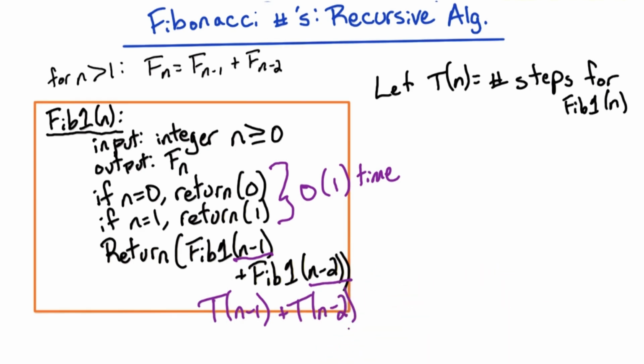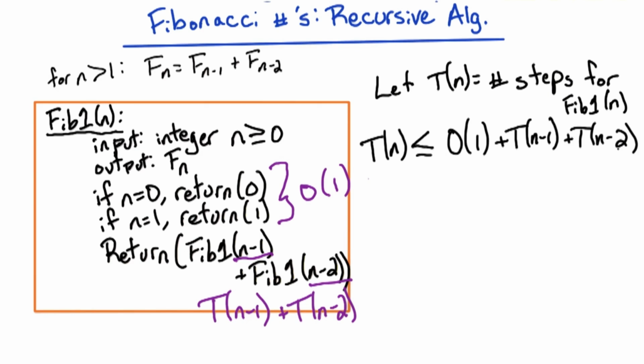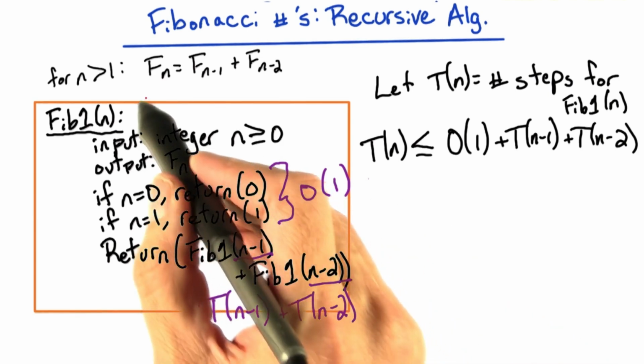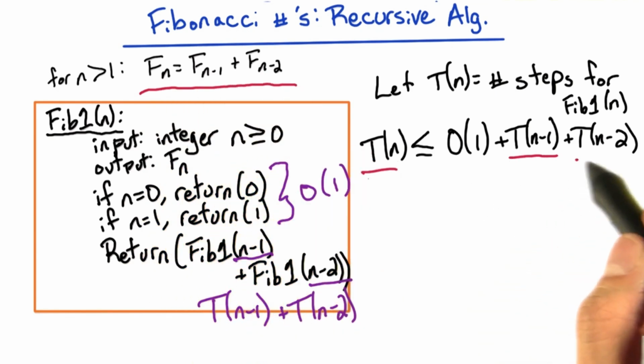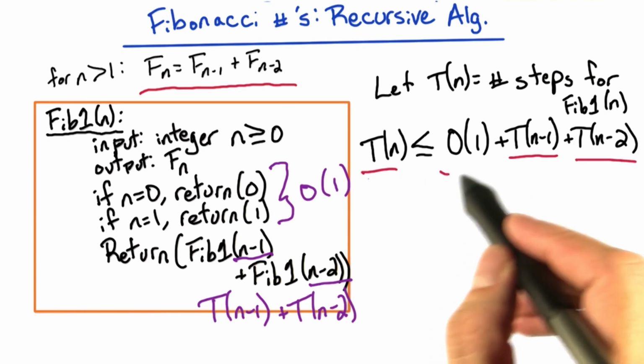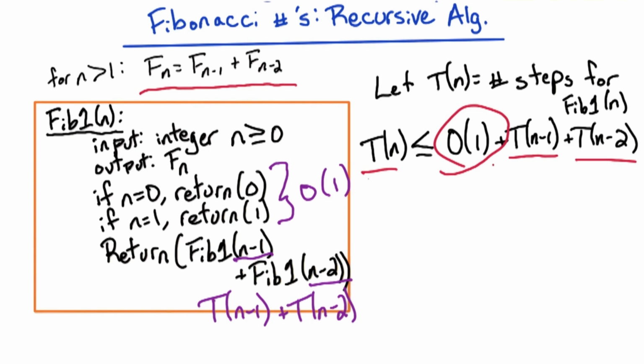Putting it all together, we have the following formula. Our running time on an input of size n is O(1) for the two base cases, and then T(n-1) in order to compute the n minus first Fibonacci number, and T(n-2) to compute the n minus second Fibonacci number. Now this formula may look a little bit familiar. Notice it reminds us of the Fibonacci numbers. The nth Fibonacci number is the sum of the previous two. This is the sum of the previous two plus an extra term. So it's at least as large as the nth Fibonacci number. Therefore, our running time on input of size n is at least the nth Fibonacci number.